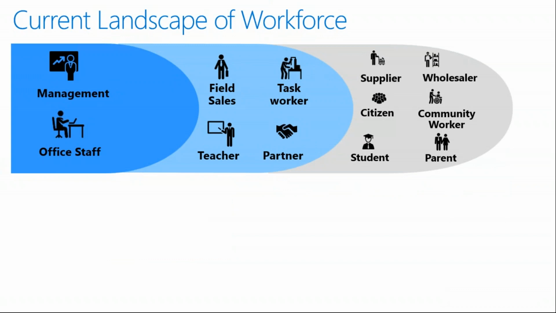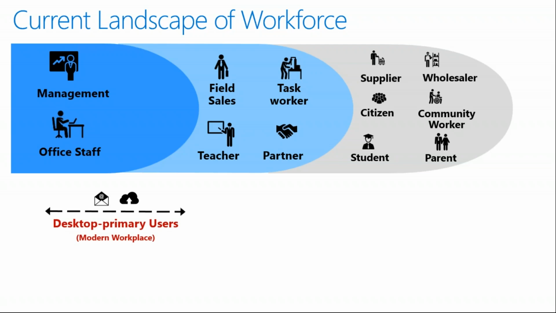Now, this is what the current landscape of the workforce looks like. Towards your left-hand side, you see the management and office staff, who are mostly people like us, technical people or people in different profiles. We do have a desktop or a workstation given to us. It has internet and all the cool applications required to get your work done. So on your left-hand side are desktop primary users, people sitting at a computer who have a workstation to get their day-to-day work done.